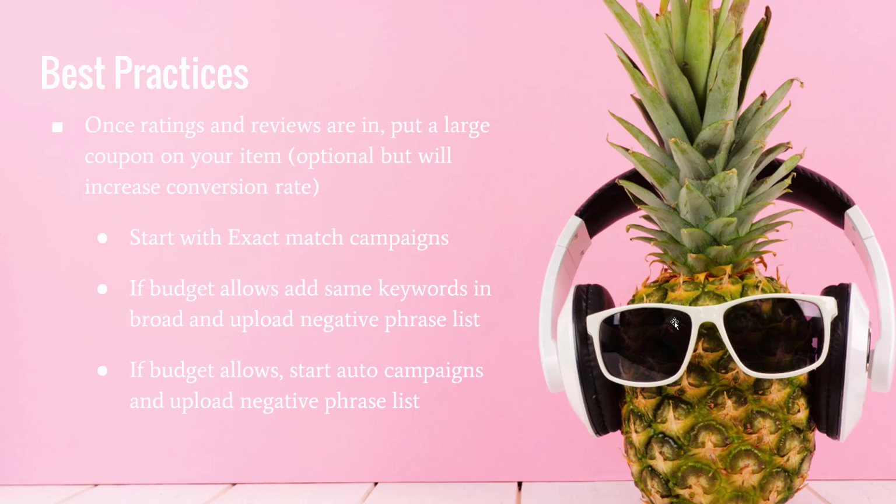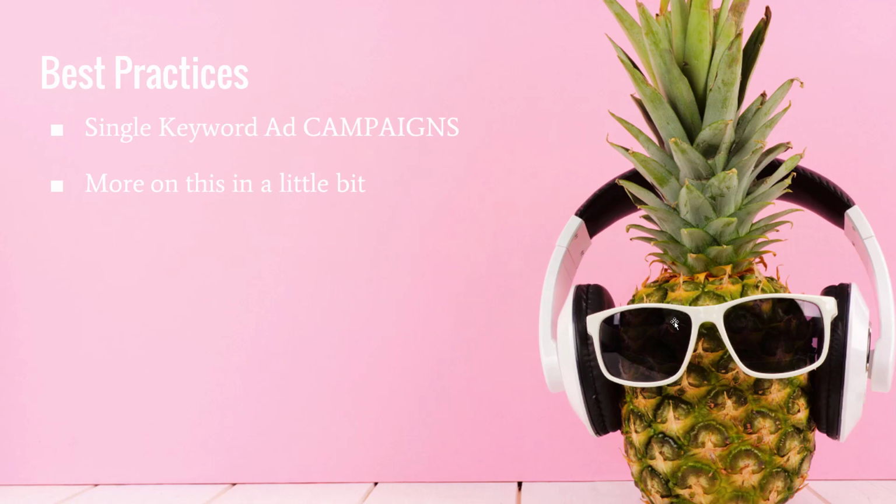Again, start out with exact match campaigns only, and then if your budget allows it, add some keywords in broad and upload that negative phrase list that we made. And then again, if the budget allows, start your auto campaigns after that and upload that negative list as well. Now, campaign structure is a big controversial topic in the PPC space.